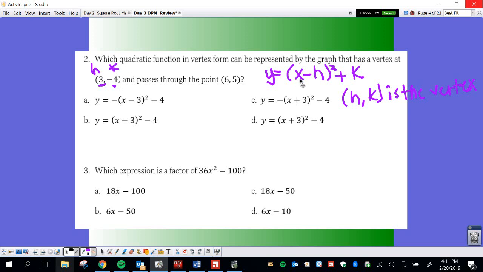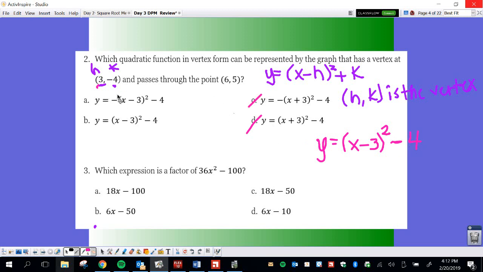So I'm going to take it and plug it in to my equation here. Well, it won't give me a different color. There we go. Okay, so when I plug in my values, I would have y equals x minus 3, because that's my h value here, and then squared, and then instead of plus, I'm going to put minus because my k value is negative, so minus 4. So when I look over here, I can get rid of D, I can get rid of C.